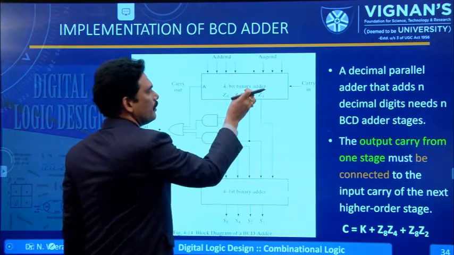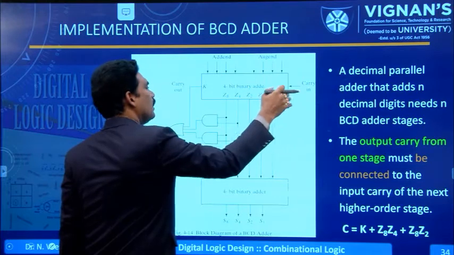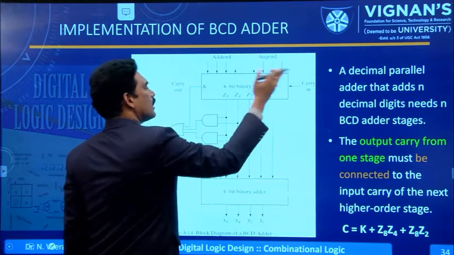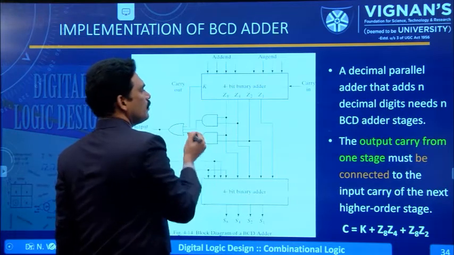We are performing addition with the help of the previous stage carry. If there is a carry, we consider that carry. If there is no carry, it is 0. Okay, and we are getting one carry.